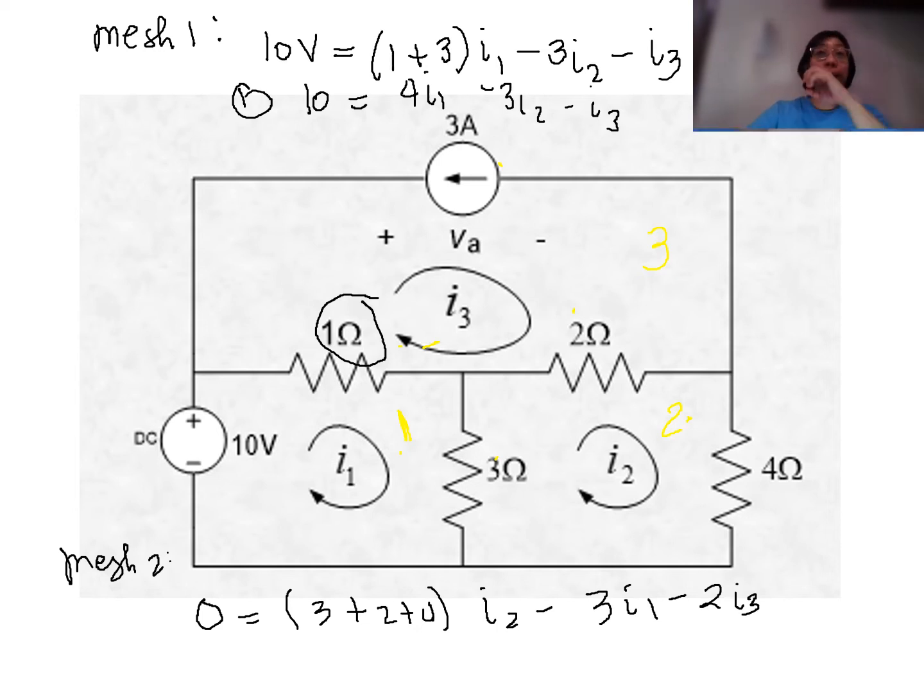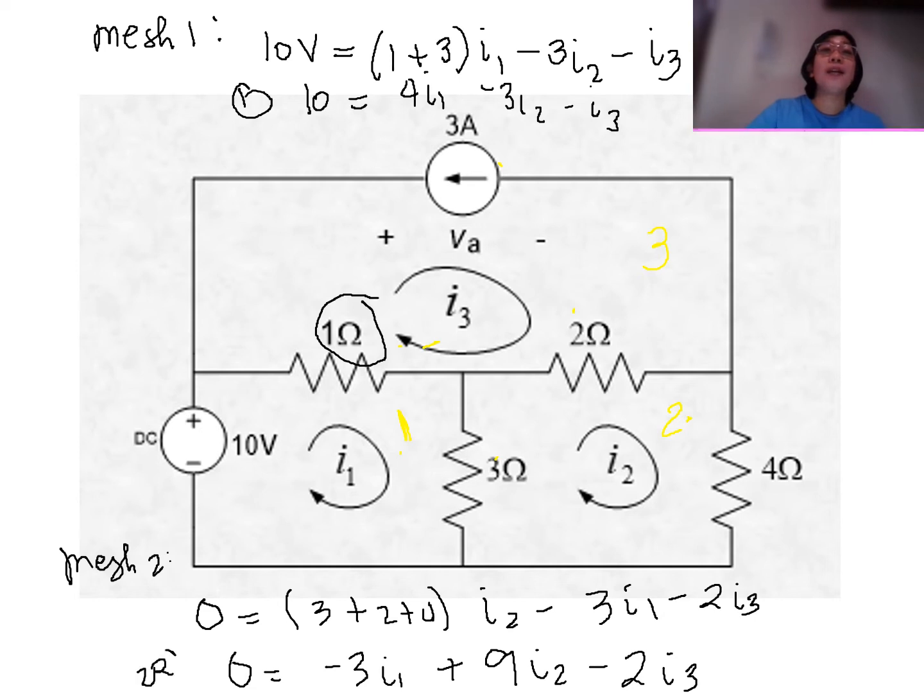2I3. Rearranging the equation, we have 0 is equal to minus 3I1 plus, you have 3 plus 2 is 5, plus 4, you have 9I2 minus 2I3. So we have here your second equation. First equation from mesh number 1, second equation from mesh number 2. We need one more equation, and we will go to mesh number 3.